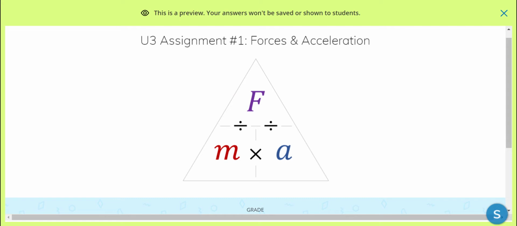Okay, in this assignment, we're going to be looking at forces and acceleration and how they relate to mass. There's a classic equation that relates force, mass, and acceleration. That is F equals ma, force equals mass times acceleration. We can also rearrange this equation, so if we don't have a mass and acceleration to plug in to solve for force, we could plug in force and mass and solve for acceleration, or plug in force and acceleration and solve for mass.